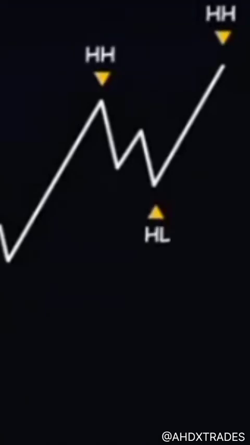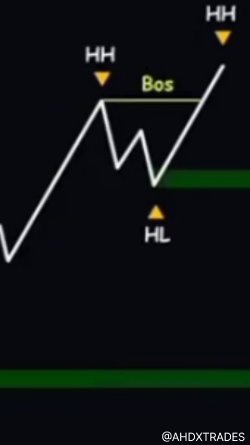Imagine the price is moving in an uptrend, creating a series of higher highs and higher lows. Each time the price breaks structure to the upside, a demand zone is formed. These demand zones remain unmitigated until the price returns to them, offering a good opportunity to follow the trend.